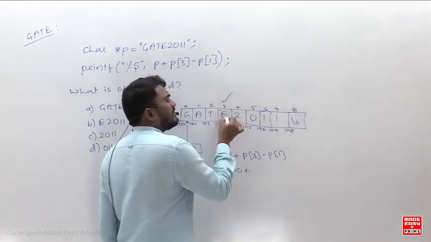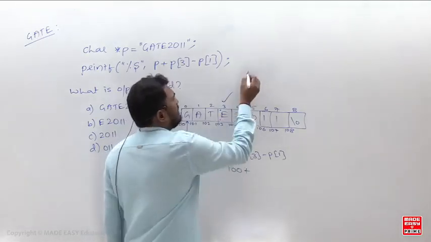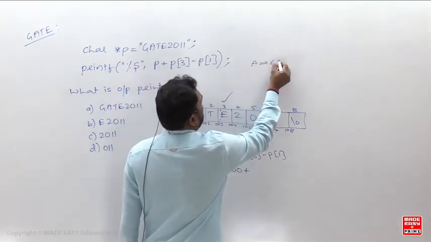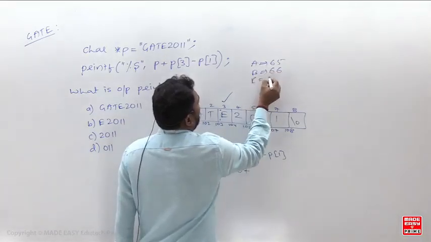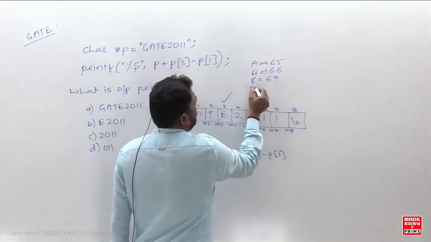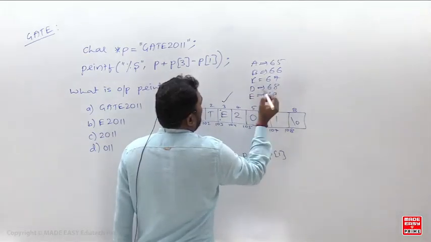There is no ABCD, there is nothing like that; all are ASCII values only. So we need to take the ASCII value of E. Capital A's ASCII value is 65. So capital B is what? 66. Capital C is 67. Capital D is 68, and capital E is 69.